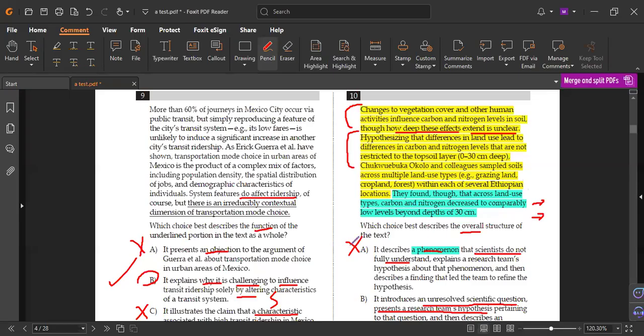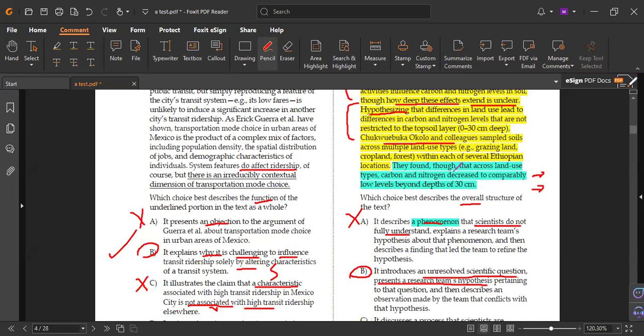Yeah, we stopped on this question and we were going to prove why B is correct. The first sentence explains an unresolved scientific question, as he mentioned here: how deep scientists are still searching for this question. And the second one, he said hypothesizing. Who hypothesized?